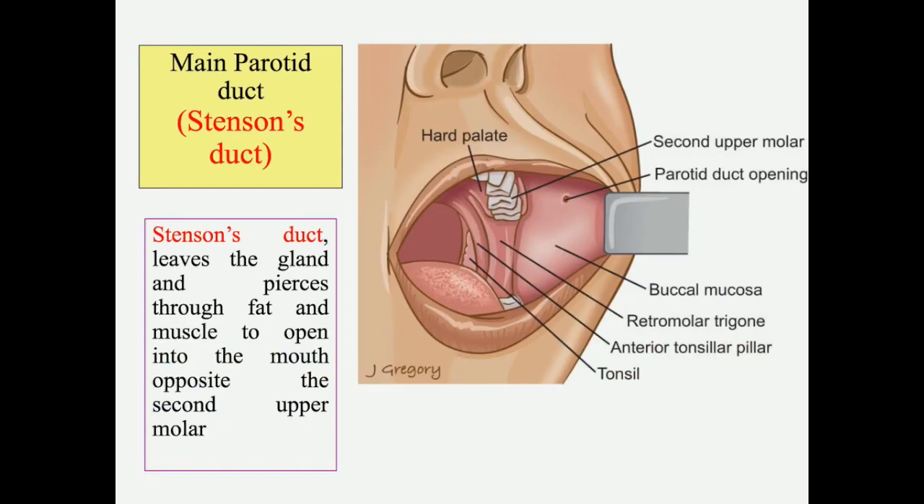You know, of course, that the main duct has a name here in the parotid, Stenson's duct, and it is lined by stratified columnar epithelium that changes to non-keratinized stratified squamous as it opens in the oral cavity, opposite the second upper molar tooth. This is the first, and this is the second upper molar tooth.